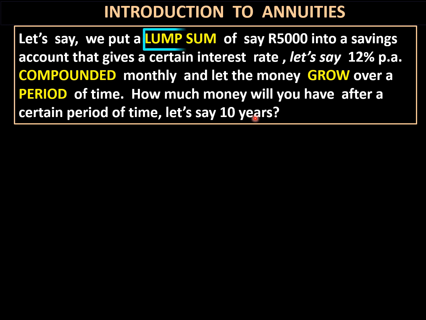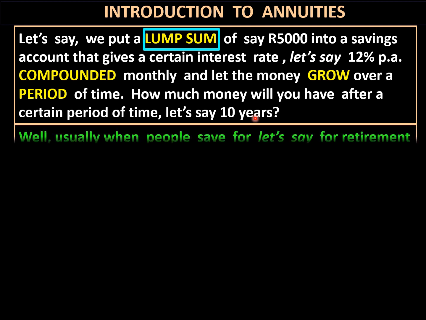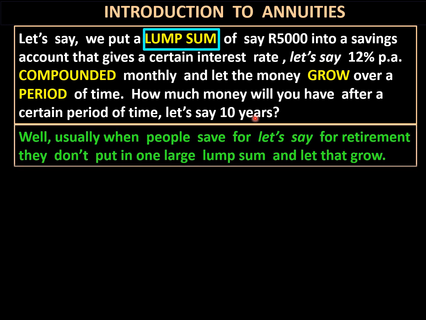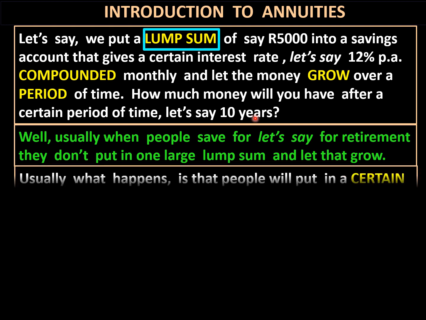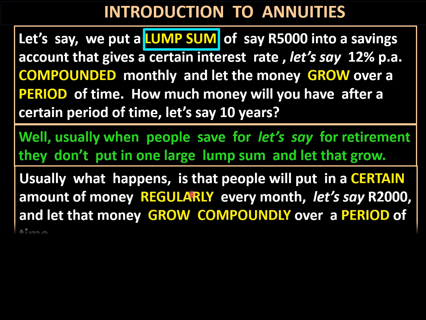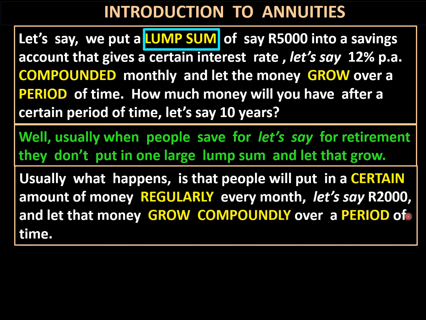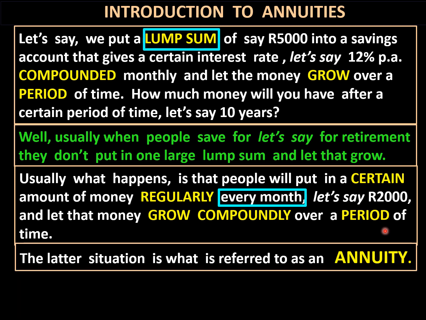But usually when people have to save for retirement, they don't put in a lump sum and let that lump sum grow, right? You don't have such a large lump sum. What usually happens is that you put in regular amounts, let's say 2,000 Rand every month, and those many payments of 2,000 grow with compound interest over a period of time, right? So it is regular payments. How regularly? Every month. And what's the amount? 2,000. And you let that grow.